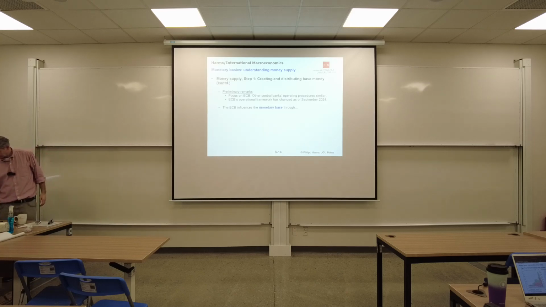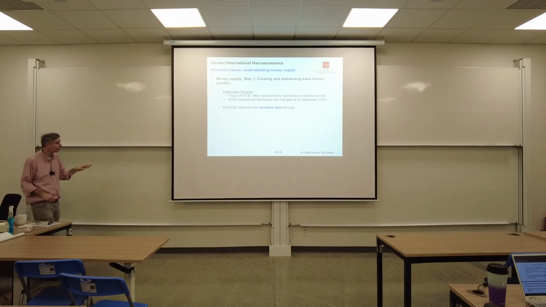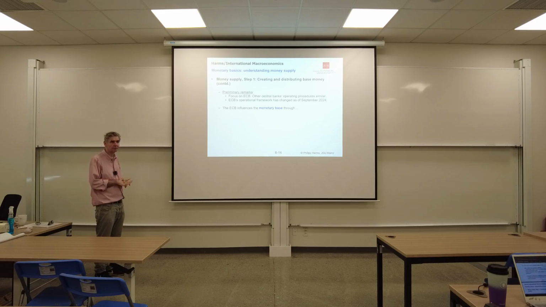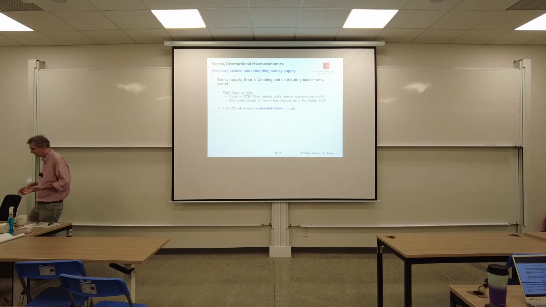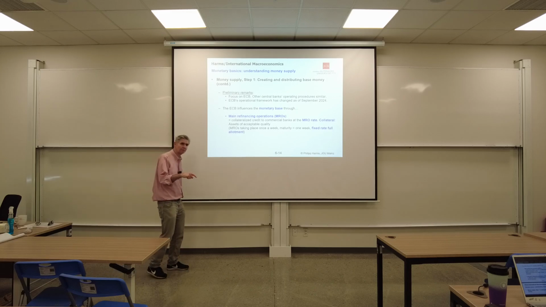Now, preliminary remarks. When we talk about creating and distributing base money, I will focus on the ECB. Other central banks' operating procedures are similar. And the ECB's operational framework has changed as of September 2024. That's pretty novel yet. So how does the ECB influence the monetary base? Well, it influences the monetary base through the so-called main refinancing operations, which means that as a commercial bank, you can turn to the ECB and say, look, we need cash. We need money, we need liquidity.